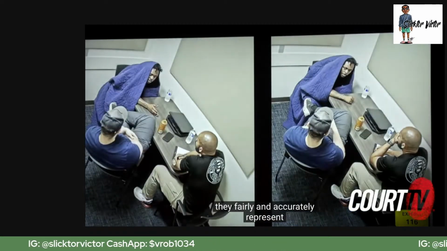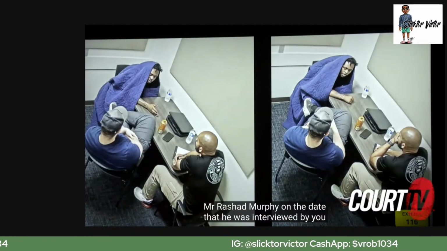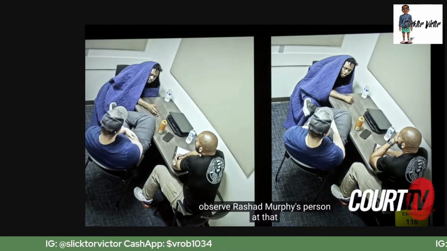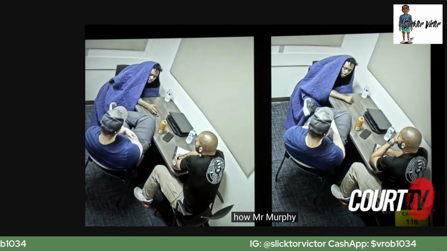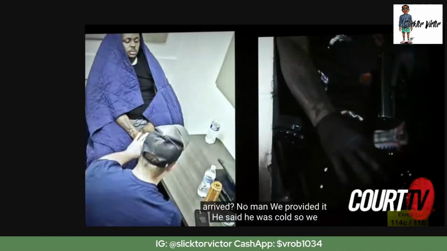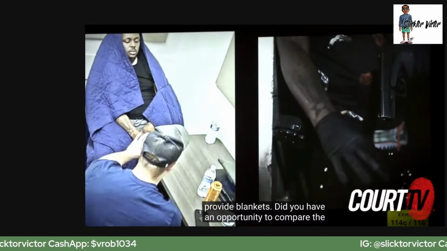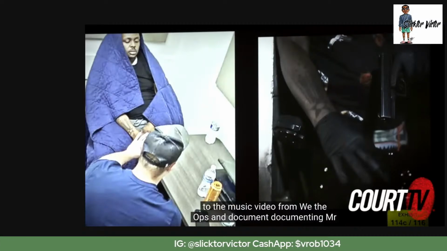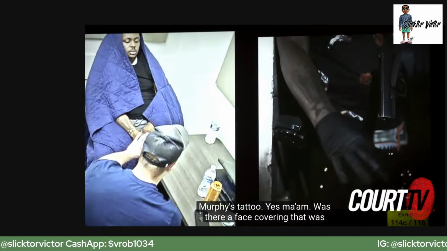Did you have an opportunity to observe Rashad Murphy's person at that time? Yes, ma'am. Did you all provide this covering, or is that how Mr. Murphy arrived? No, ma'am. We provided it. He said he was cold, so we provided blankets. Did you have an opportunity to compare the image depicted in State's Exhibit 116 to the music video from We the Ops in documenting Mr. Murphy's tattoo? Yes, ma'am. Was there a face covering utilized by the individual in We the Ops with these clothing? During that time, yes, ma'am. And did you utilize this to confirm that individual's identity? I believe it to be one and the same.